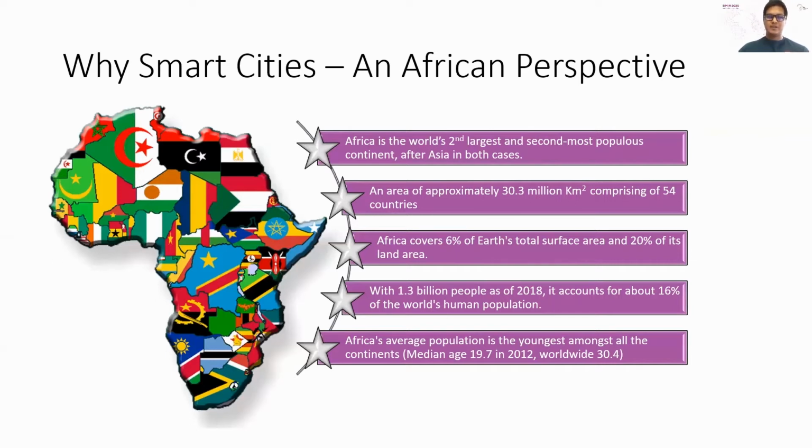But the point that makes me quite excited is the last one. Africa's average population is the youngest amongst all the continents. So we're sitting at a median age of about 20 years, whereas the world is at just about 31. So we have huge potential as a young continent.